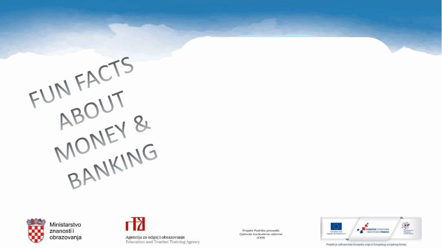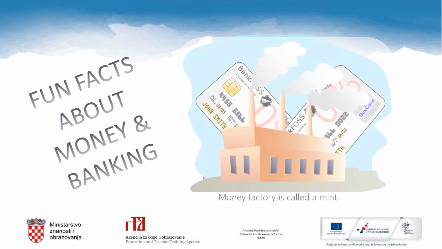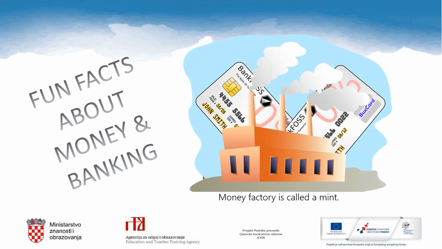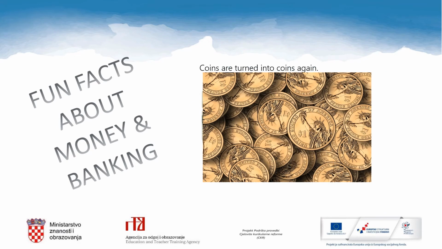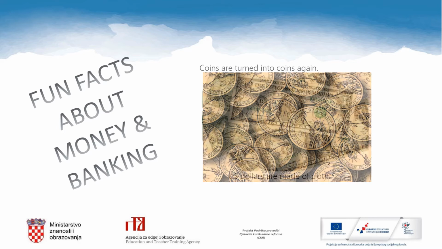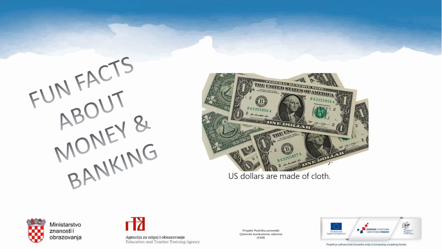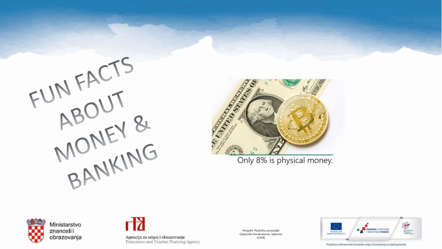So let me ask you some questions. Do you know the name of a factory where money is made? Money factory is called mint. Do you know what happens to the coins when they wear out? Coins are melted and turned into coins again. What kind of material is US dollar made of? It looks like paper, but it is actually cloth. Do you know that only 8% of the world's currency is actual physical money? The rest of transactions are digital.